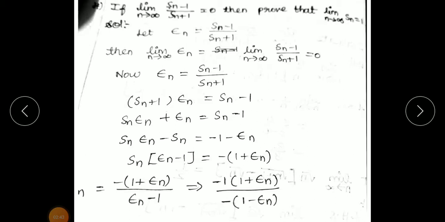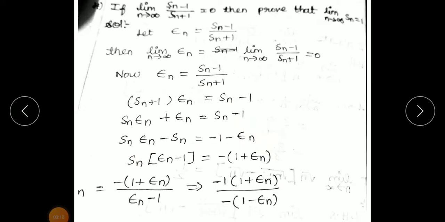Next problem: if limit n tends to infinity of (Sn minus 1) divided by (Sn plus 1) equals 0, then prove that limit n tends to infinity of Sn equals 1. Let us take epsilon n equal to the given function, that is (Sn minus 1) divided by (Sn plus 1). Applying the limit, we get 0. So epsilon n equals this term. Cross multiplying, (Sn plus 1) into epsilon n equals Sn minus 1. Then multiplying inside, Sn epsilon n plus epsilon n equals Sn minus 1. Then Sn epsilon n minus Sn equals minus 1 minus epsilon n.